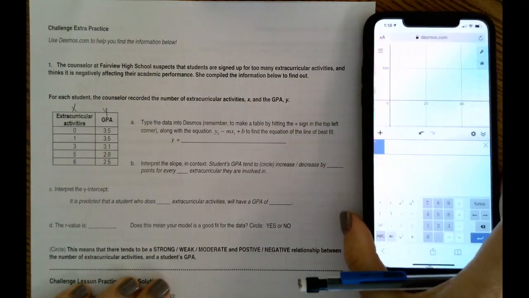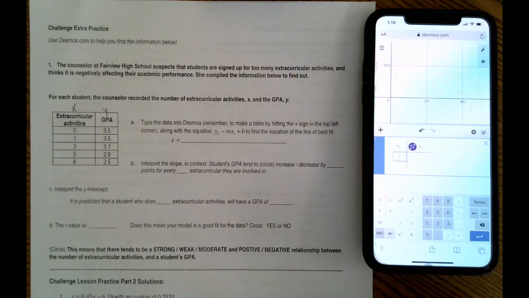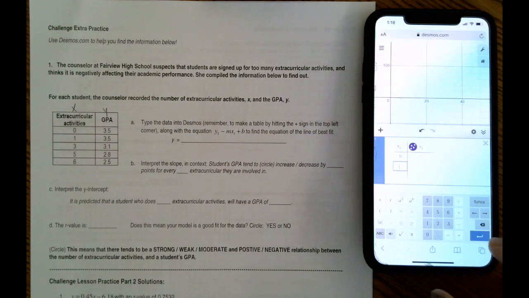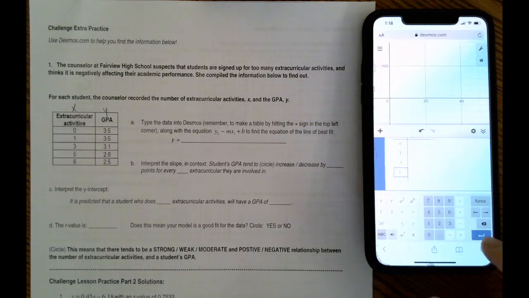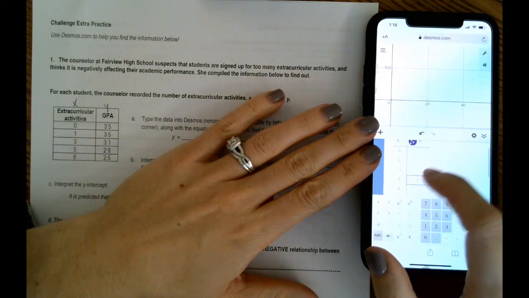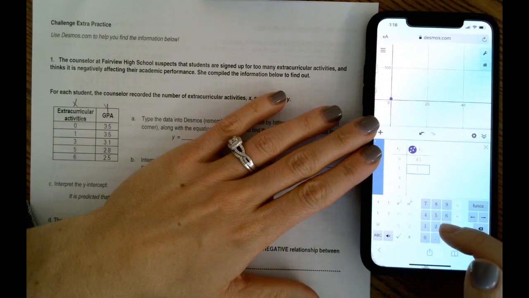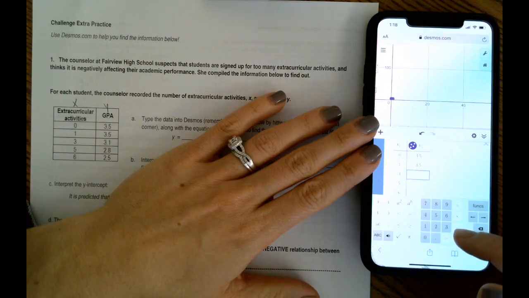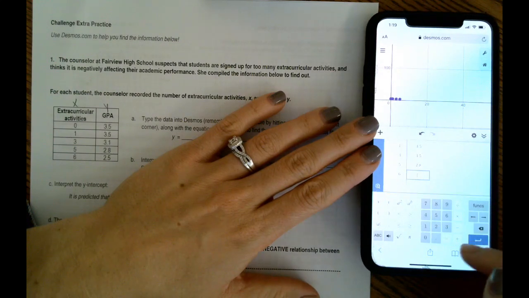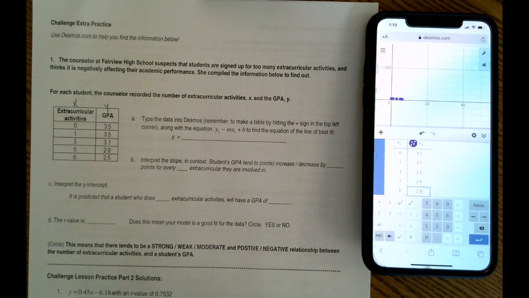Okay. So I'm going to press my plus button. I'm going to add a table. Put in those X values. Okay, always double check your data. Okay, looks good to go.